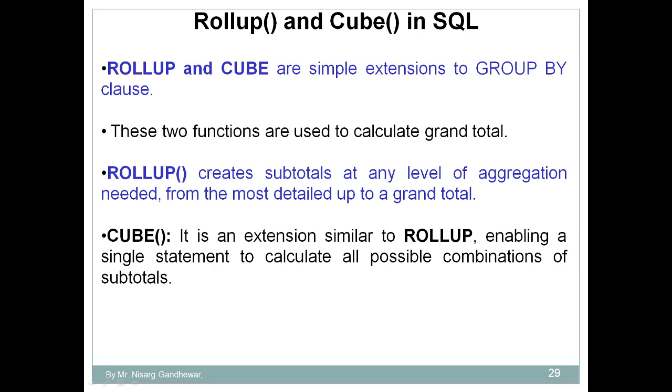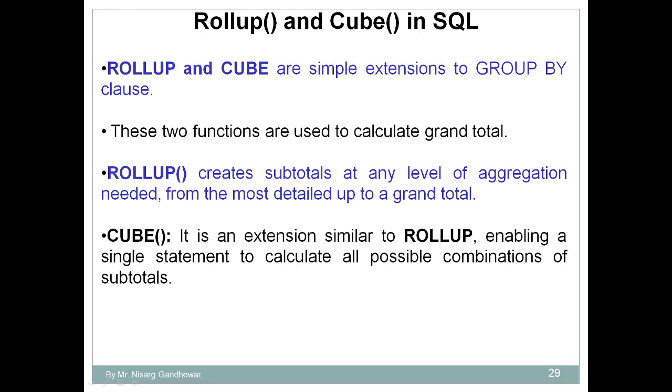So the use of these two functions is specific. They are used with a GROUP BY clause, and they are generally used to calculate a grand total, working with a sum or an average. Their use is somewhat rare compared to other clauses. Other clauses we use in most of the cases, but the use of these two is rare. So it is generally used to calculate the grand total.